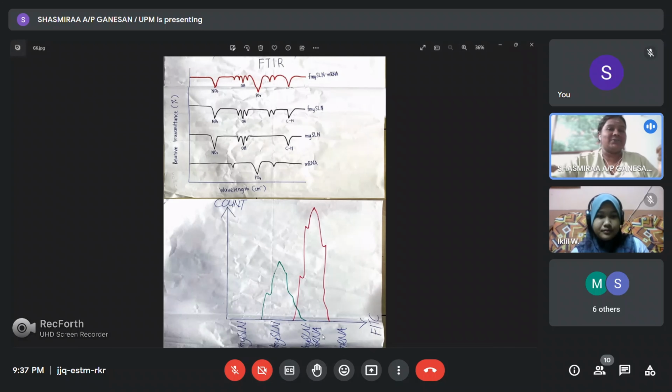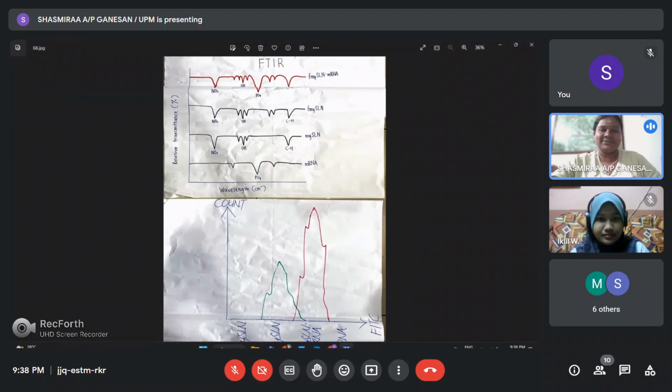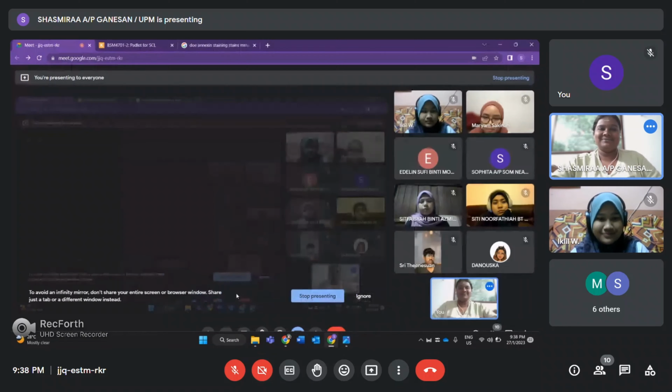Moving on to F-MySLN mRNA, it is in red and the peak is high because there is the vaccine and also the mRNA, so apoptosis will be occurring there, and thus the result is in red. That is why we obtained this result based on prediction. So that's all from this group. Thank you.